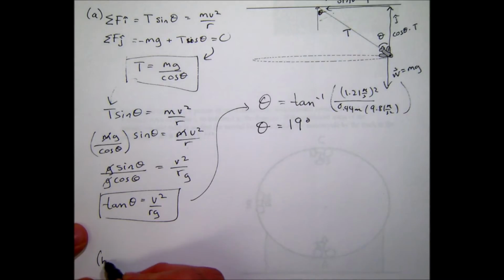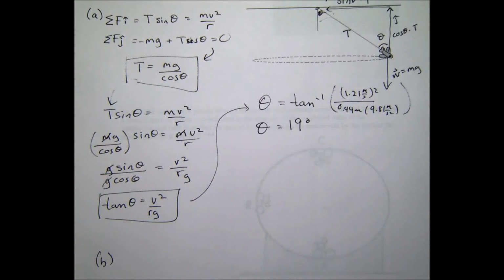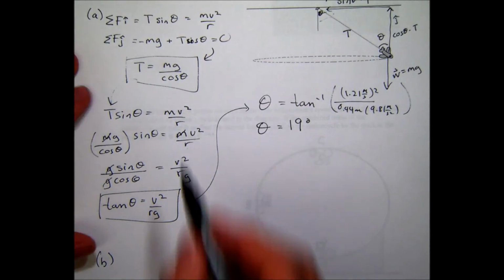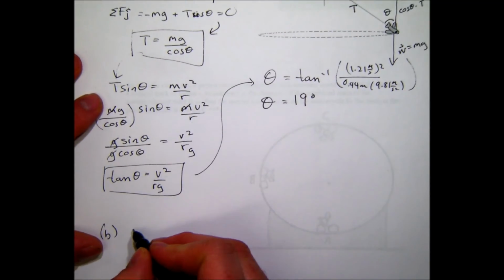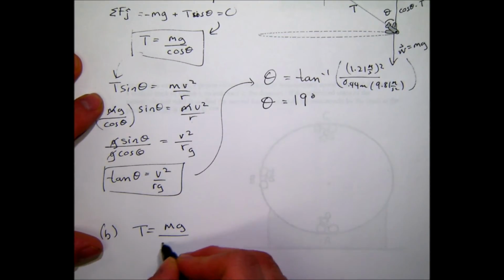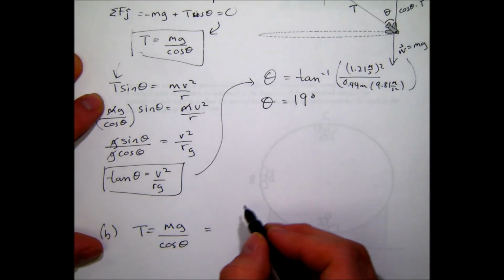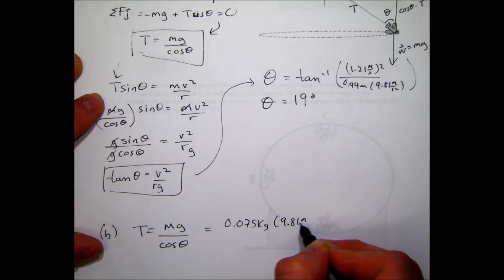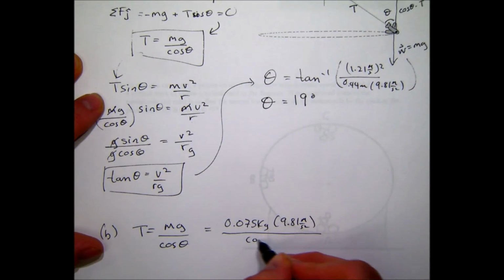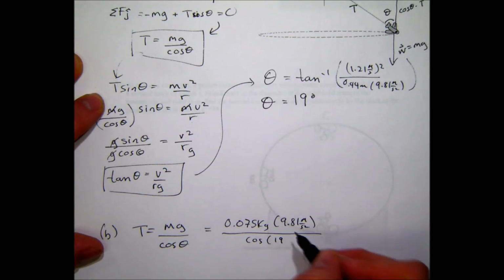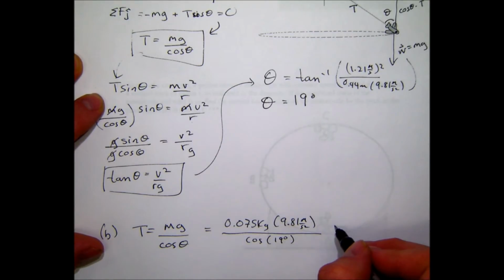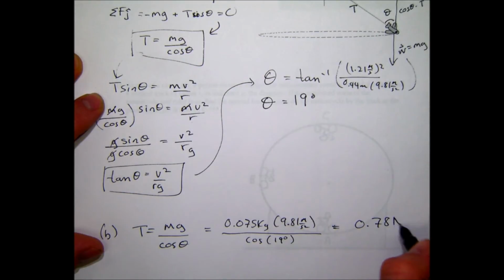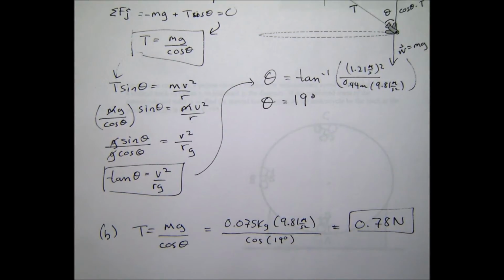So then for question B, which it helps that we've already done the work up here, it says, what is the tension on the string? So I'm going to use this expression that we already created. Tension is equal to mg over cos theta is equal to 0.075 kilograms times 9.81 meters per second squared over cos of 19 degrees equals 0.78 newtons. And there's a nice and simple explanation for what we have come up with.